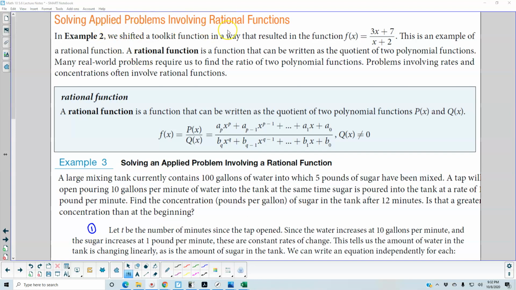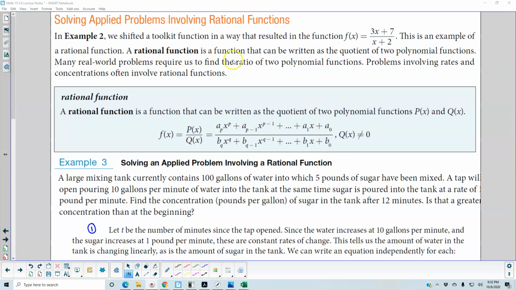Solving applied problems involving rational functions. In example 2, we shifted a toolkit function in a way that resulted in the function f of x, which is equal to 3x plus 7 over x plus 2. This is an example of a rational function.